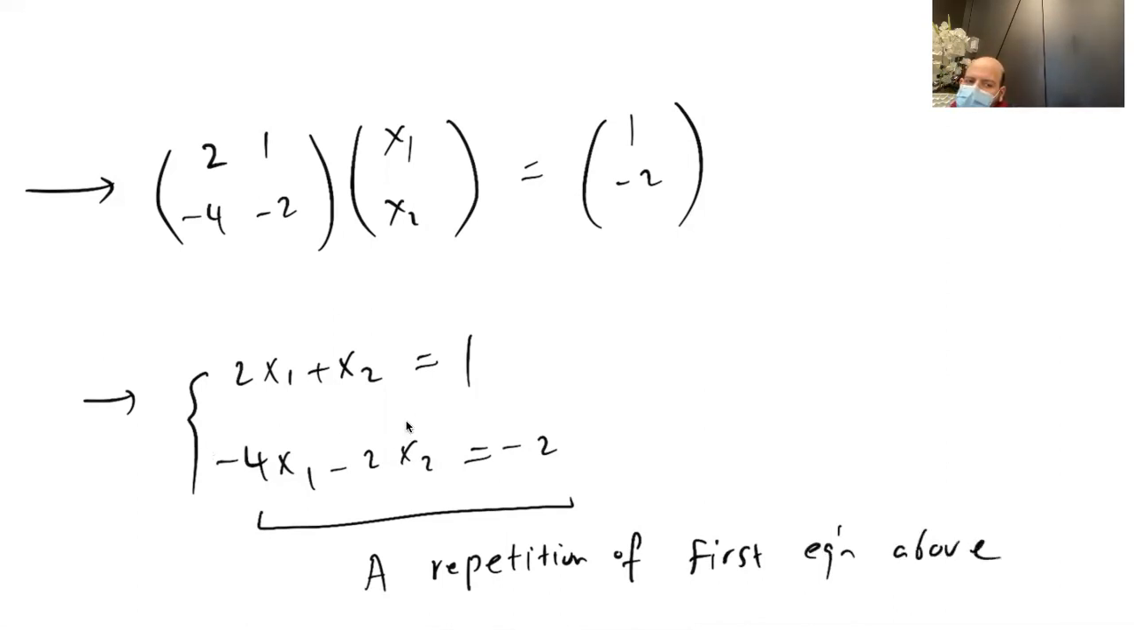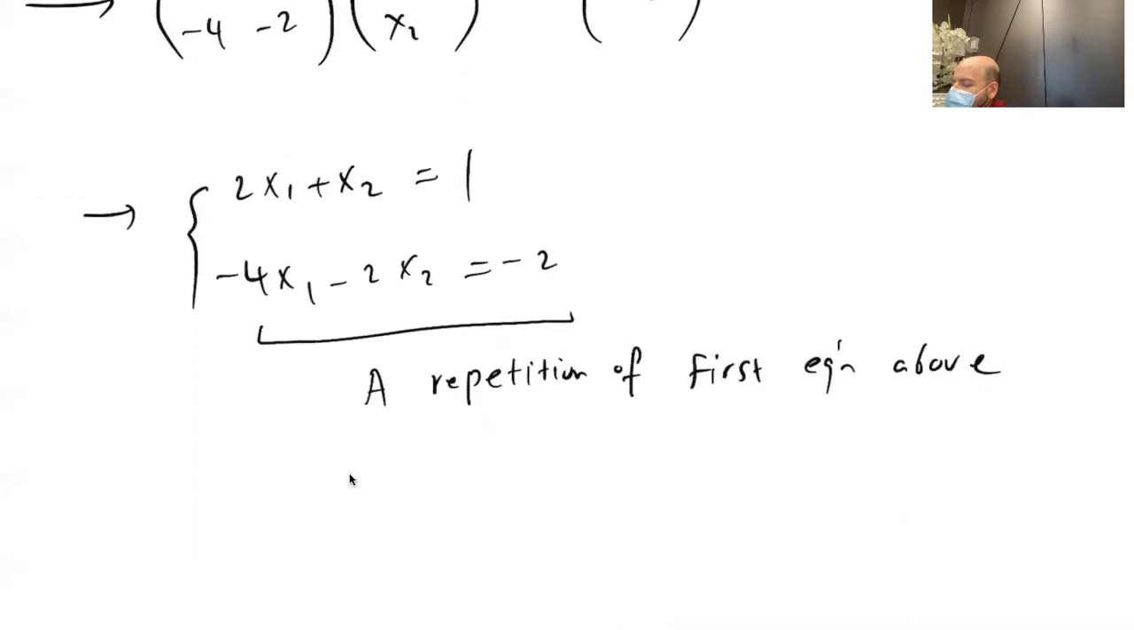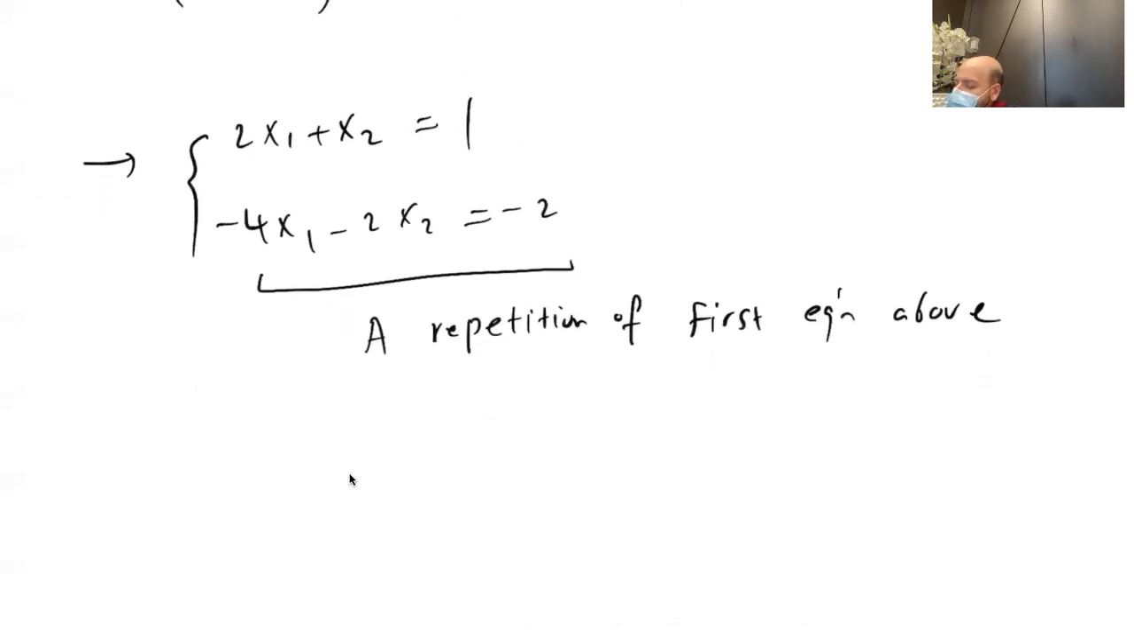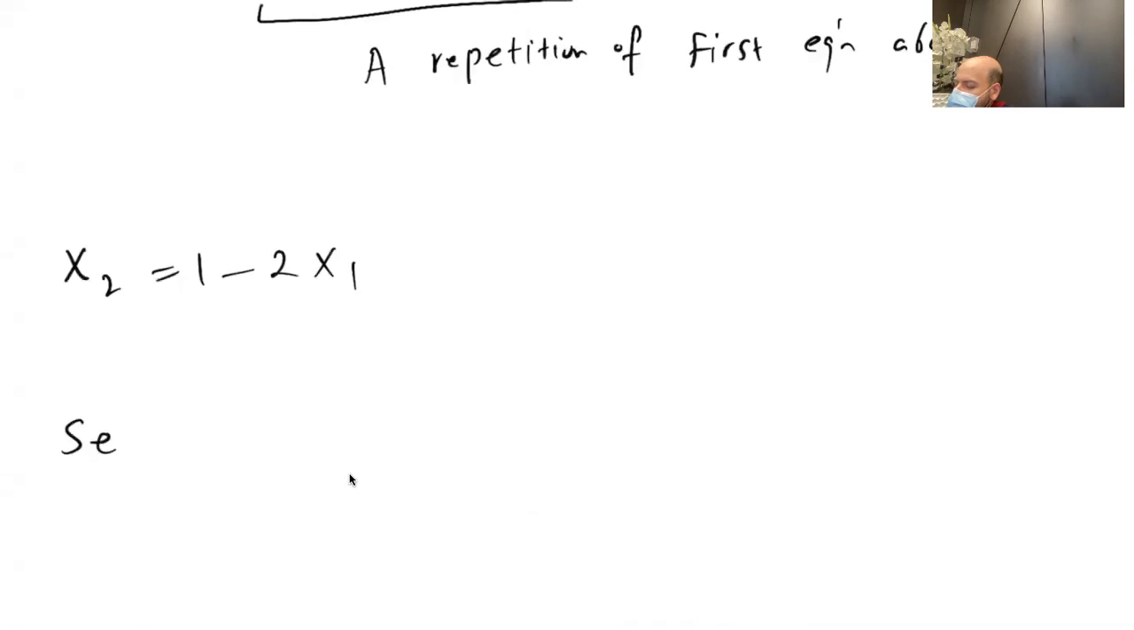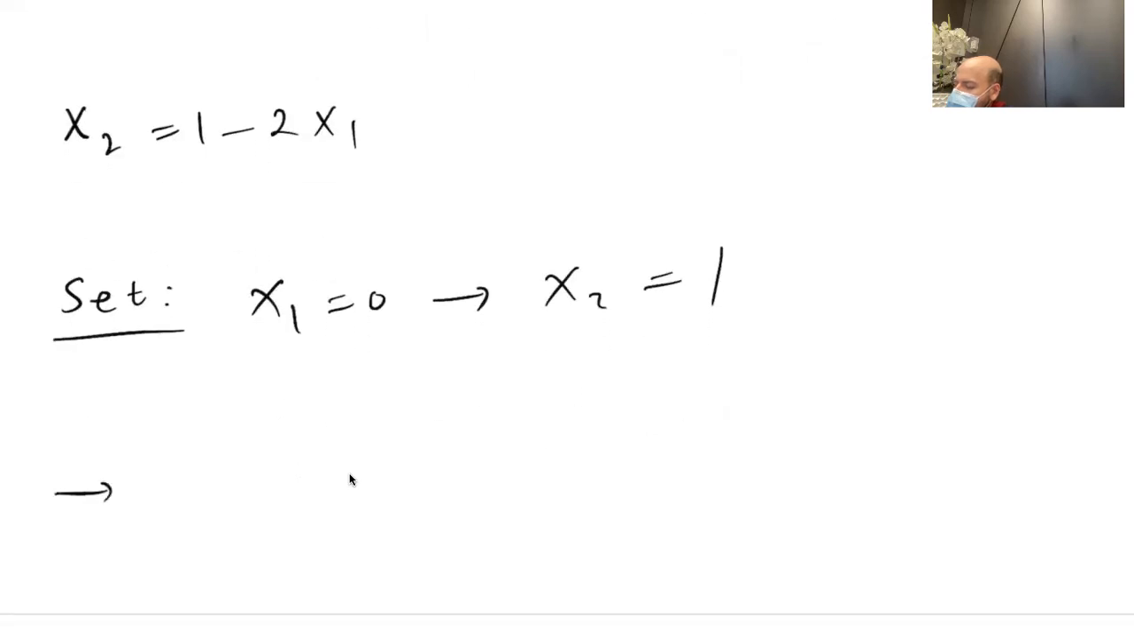When you look at the second equation, it's simply the first equation multiplied by minus 2. If you multiply the left-hand side and right-hand side of the first equation by minus 2, then you will get the second equation. So I only need to consider one of them again. The first one gives me x2 equals 1 minus 2x1. So now I can set, let's say, x1 to be 0, and then x2 will be 1. So I can set D to be 0 and 1.